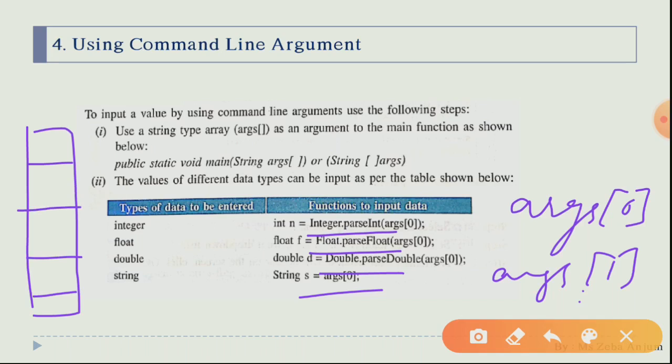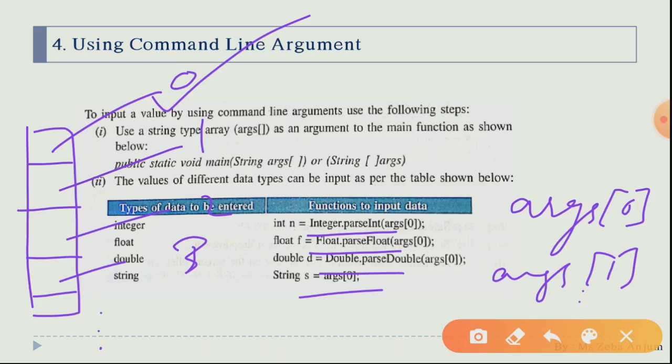ओके, तो इसका जो first element होता है that is present at 0th position, जो second होता है that is present at 1 and 2 and 3 and so on. ठीक है, तो इस type के आपके elements यहाँ पर present होते हैं. Now जब आपको पहला input लेना होता है तो obviously आप 0th element से pick करोगे.